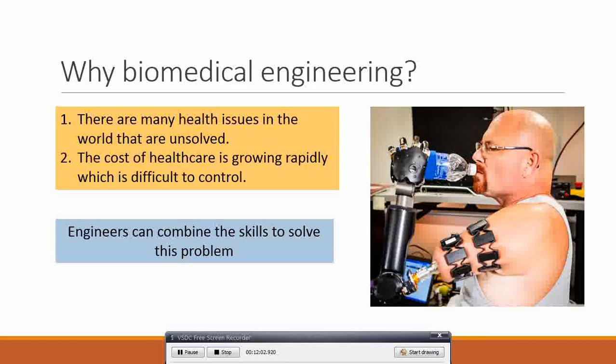So what we think is that engineers can combine their skills to solve this problem. Many problems occur, but engineers can actually help.